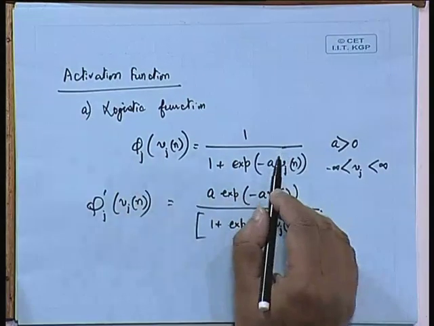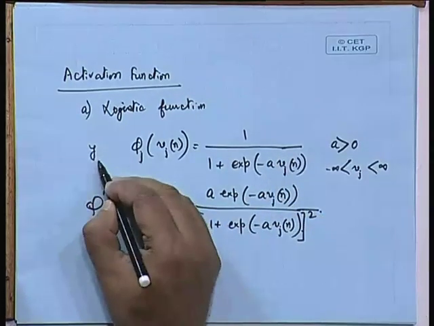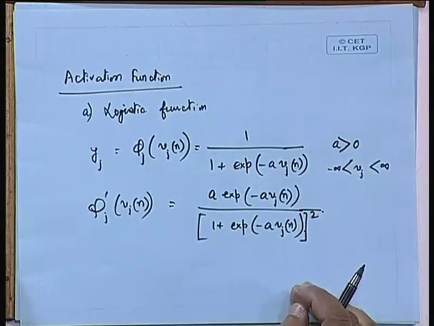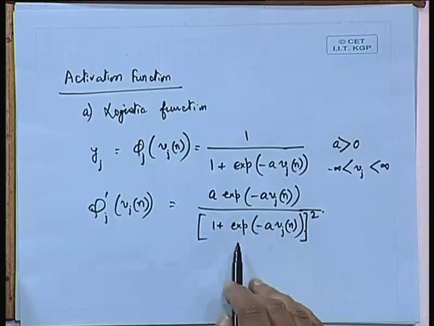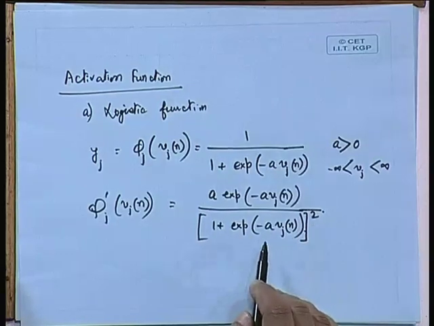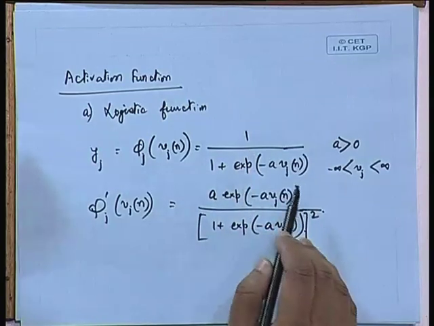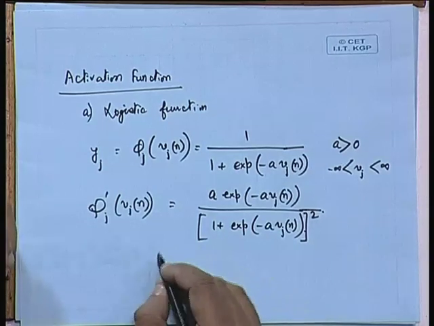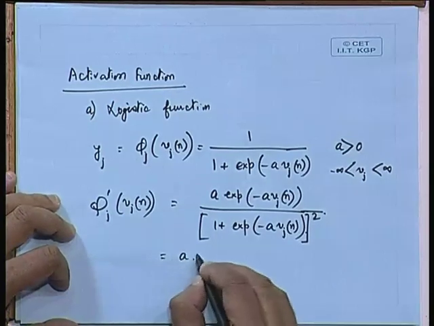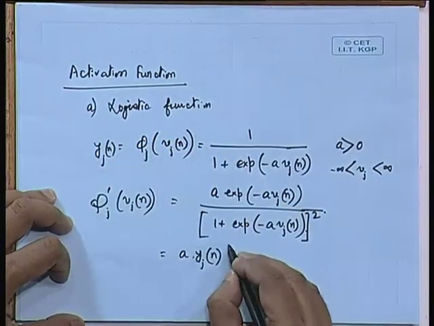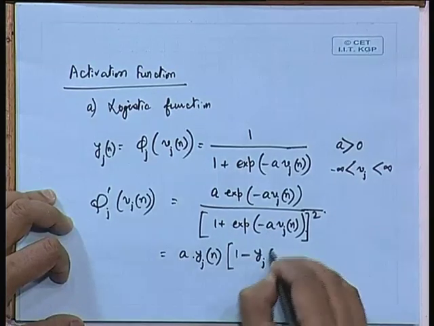In fact, this phi j that we are writing can also be written as yj, because that is going to be the net output. So, if this is yj, then if we consider 1 minus yj, it will become exponential to the power this term by 1 plus exponential of this term, whole squared. That is exponential of this by this. So, that is going to be 1 minus yj. In fact, this whole thing could be expressed as a times yj n multiplied by 1 minus yj n.